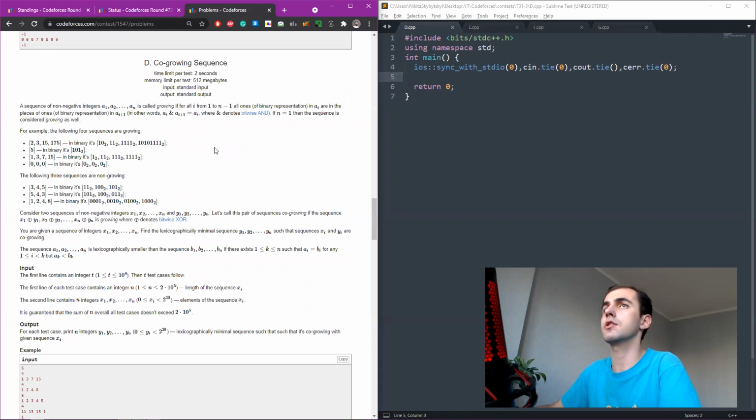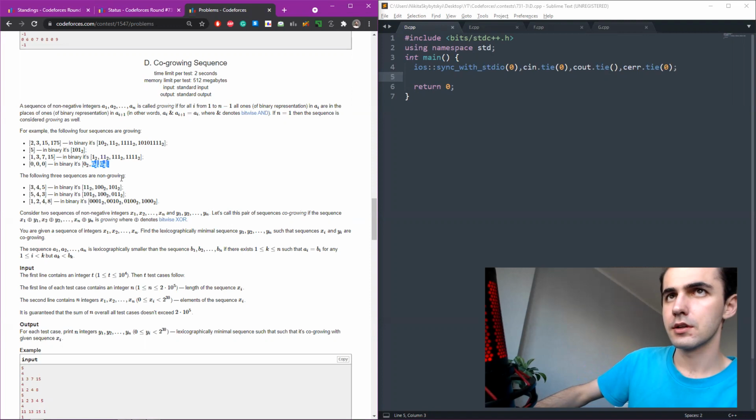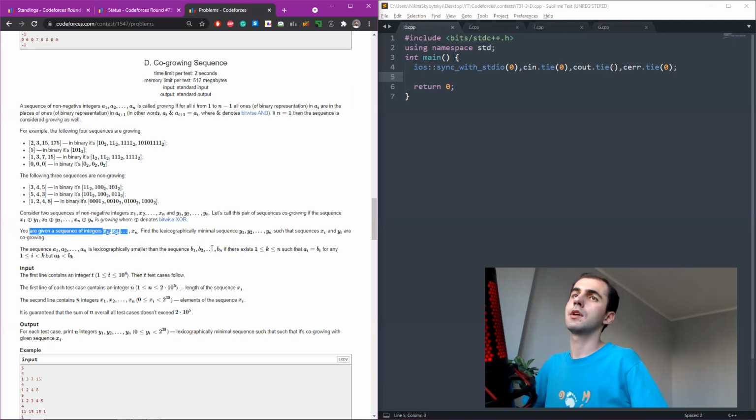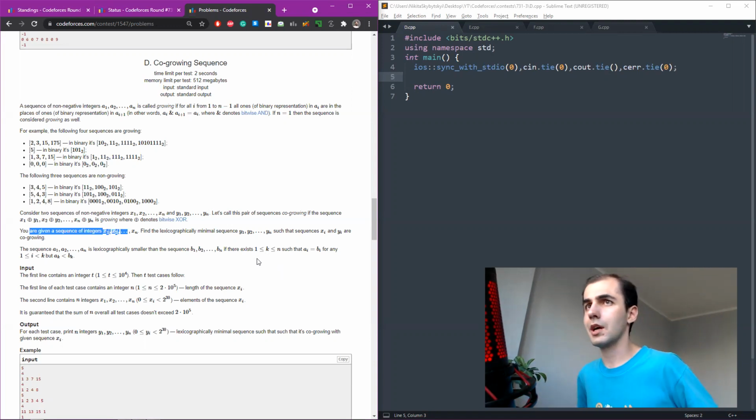A sequence of non-negative integers is called growing if for all i from 1 to n minus 1, all ones of the binary representation in a_i are in places of ones in a_(i+1). Excuse me? So we can only add more ones to the binary representation. Yes, we just add a bunch of ones, or we change nothing. Consider two sequences of non-negative integers. Call a pair of sequences co-growing if the sequence is growing, where the plus-in-circle denotes XOR. Given a sequence x, find the lexicographically minimal sequence y. Why are such sequences co-growing?